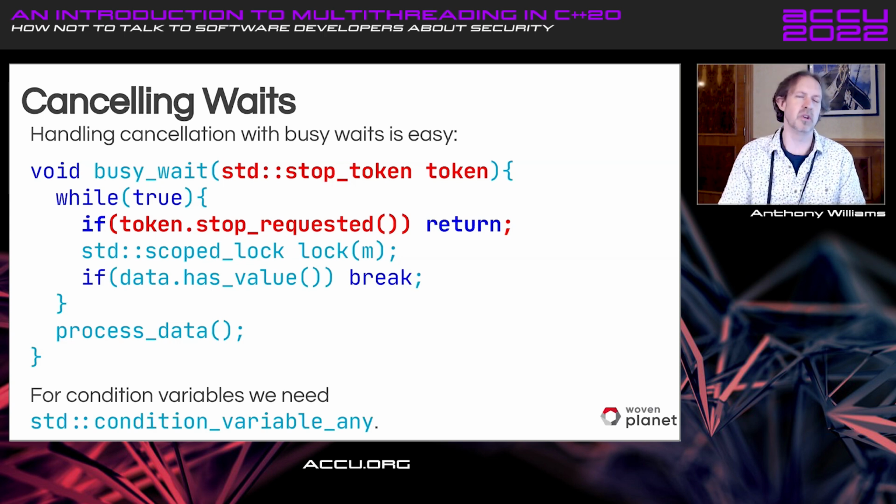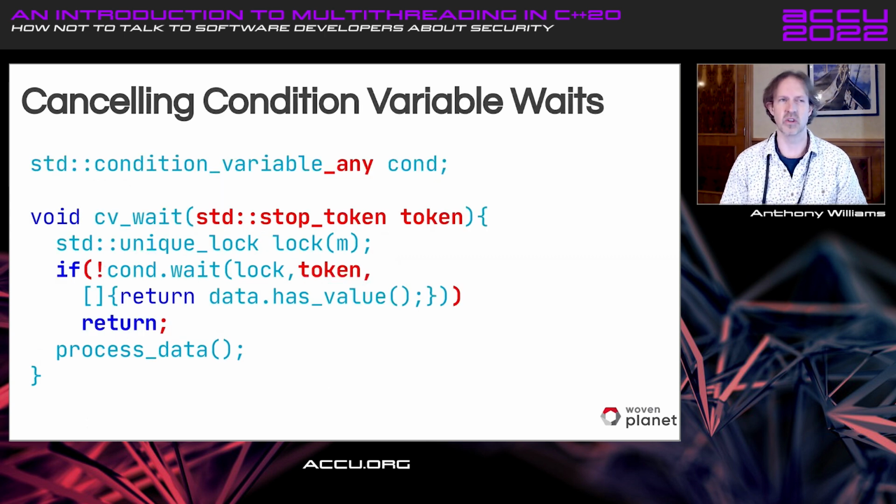If you have a busy wait loop and you're trying to integrate cancellation tokens, then they're straightforward because you've got access to that loop, and you can say, "Well, if someone asked me to stop, then I can just stop." But if you've got a condition variable, you can't do it with a normal condition variable. You have to reach for condition variable any. It's got this extra suffix on the end, condition variable any. And then you can pass in your stop token into the wait loop as well. So you say condition variable wait with a lock and a token and a predicate, and then it will return.